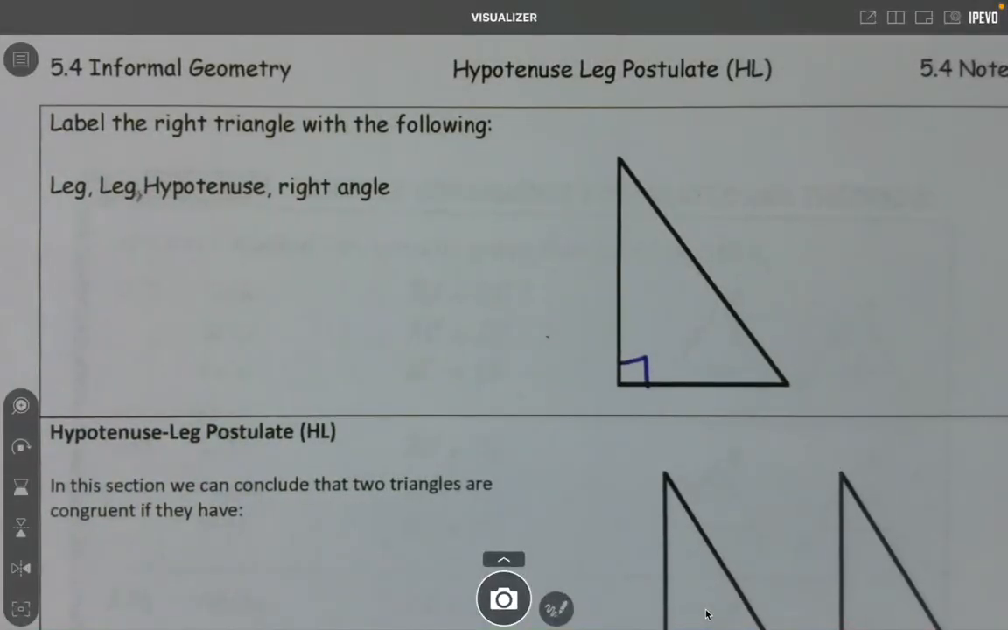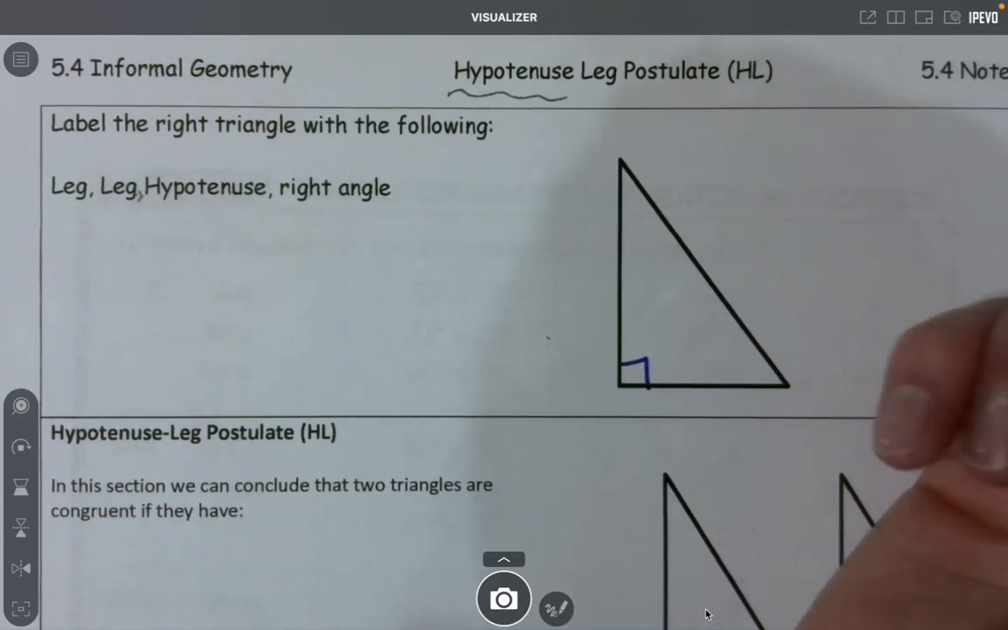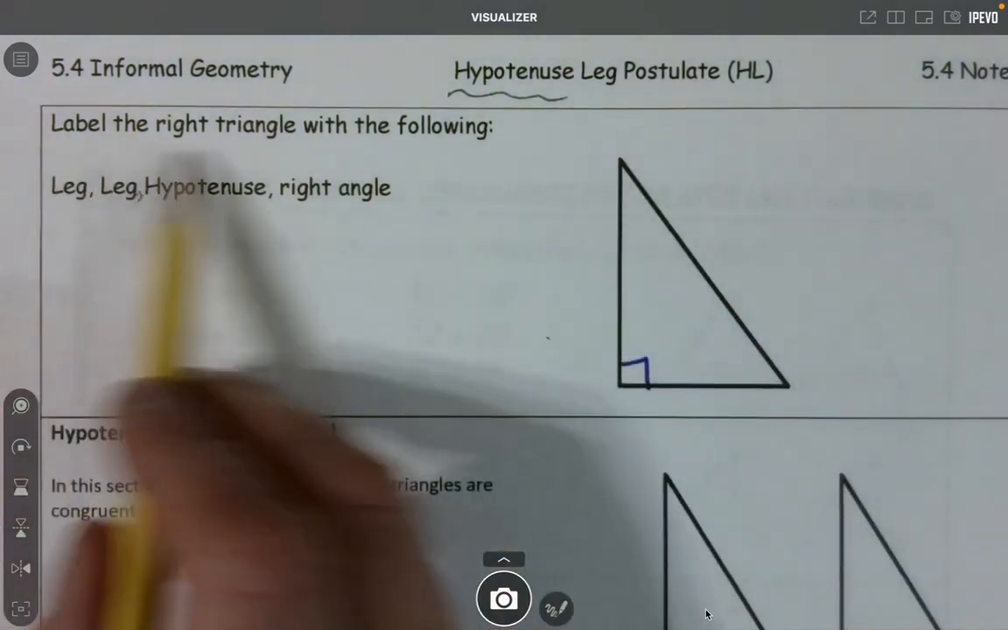Good morning, class. These are our 5-4 notes for informal geometry. We're looking at the hypotenuse leg postulate. So hopefully the word hypotenuse makes you think about a right triangle, because that's what we have. And we're starting out with a little right triangle review.